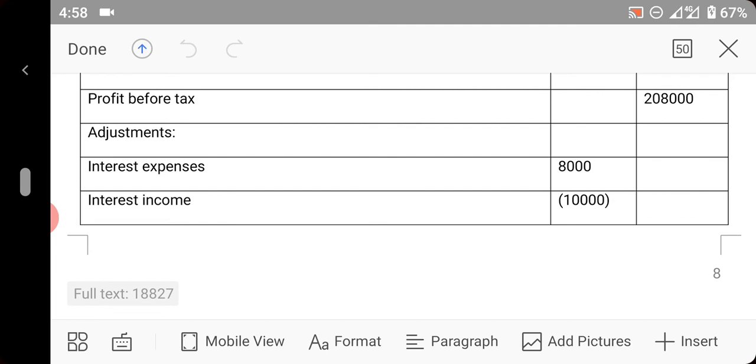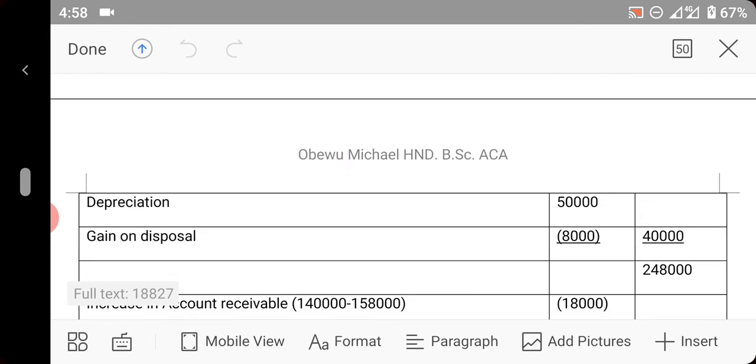So that is why we are bringing interest expenses. If expenses has been deducted in your statement of profit or loss, now we are bringing it back to add it back to profit or loss, because it was not supposed to be deducted from profit or loss. The next item is interest income. This was added to profit or loss, so it wasn't supposed to be added, so we've now less it. So that is why these two were added and less.